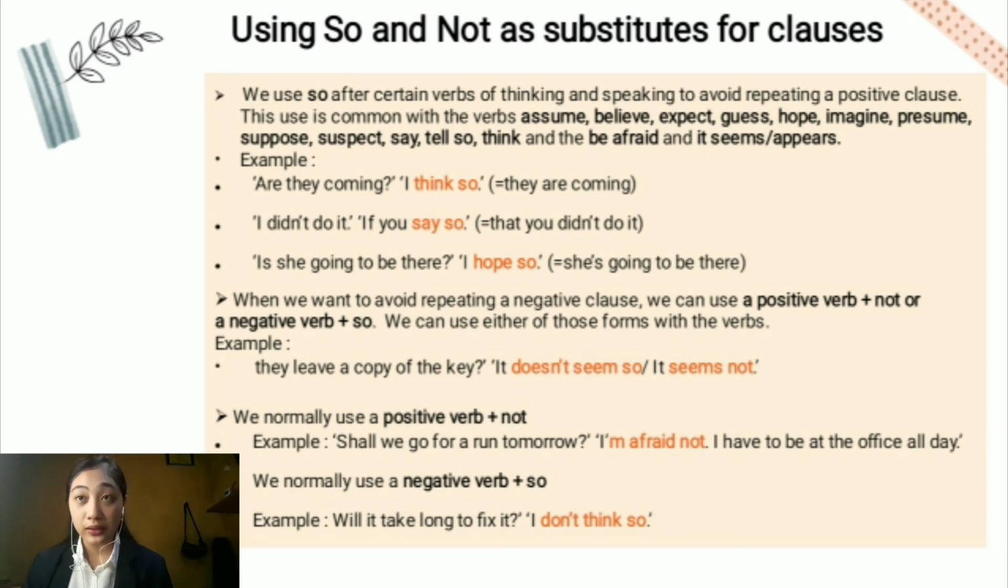For this example: They left a copy of the key. It doesn't seem so or it seems not. And we normally use a positive verb plus not. For example: Shall we go for a run tomorrow? I'm afraid not. I have to be at the office all day.